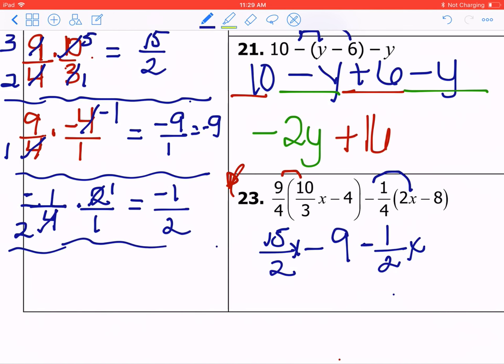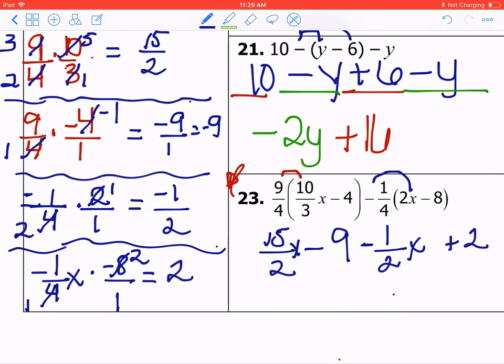Lastly, negative 1 over 4x times negative 8. 4 goes into itself once, goes into the 8 twice. Negative 1 times a negative 2 is a positive 2.